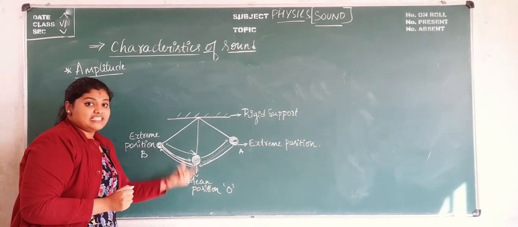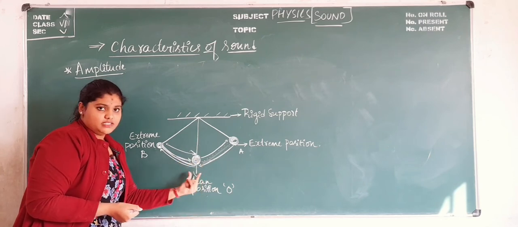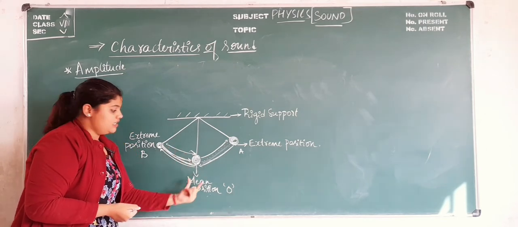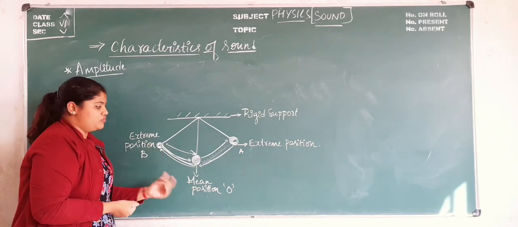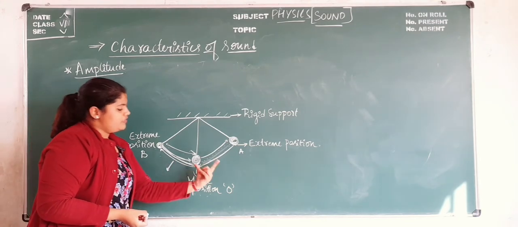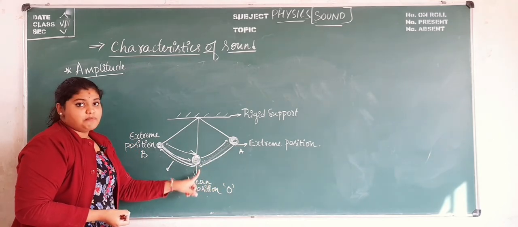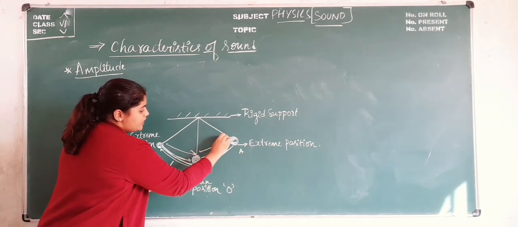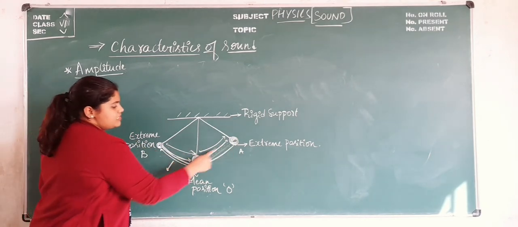The maximum distance between the mean position, the initial position when we attached the bob to the string, this is the mean position O. The maximum distance between the position O and the extreme position is nothing but the amplitude. So this is also amplitude. Even if you consider O and A, this can also be called amplitude. The maximum distance between the mean position and extreme position is nothing but amplitude.